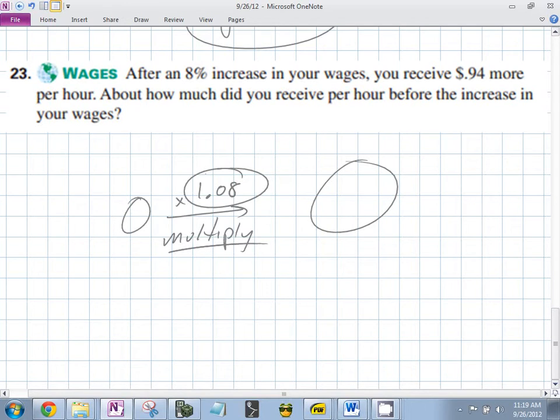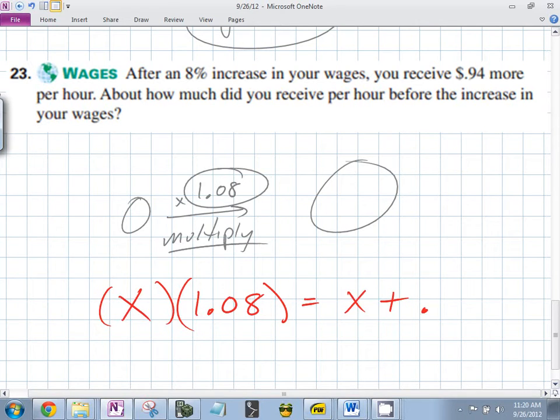So to grow something by 8%, you need to multiply by 1.08. So what equation can you solve? You started out, the starting amount of money, what do you want that letter to be? X. You take X and you multiply it by 1.08. X plus what? 0.94. Exactly. There's the equation you solve.